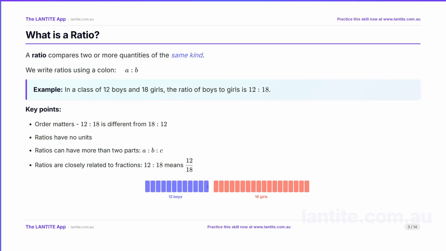A ratio compares two or more quantities of the same kind. We write them with a colon, like 12 to 18. The order matters: boys to girls is 12 to 18, but girls to boys would be 18 to 12. Ratios have no units attached to them, and they are closely related to fractions. The ratio 12 to 18 is the same as the fraction 12 over 18. You can also have three-part ratios, like comparing red to blue to green paint.